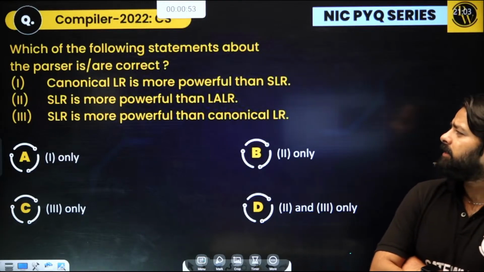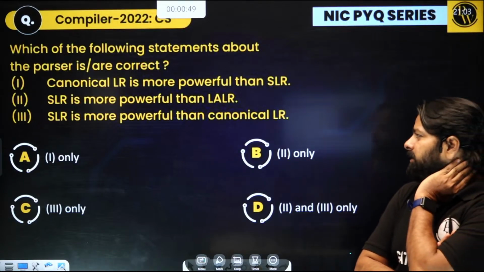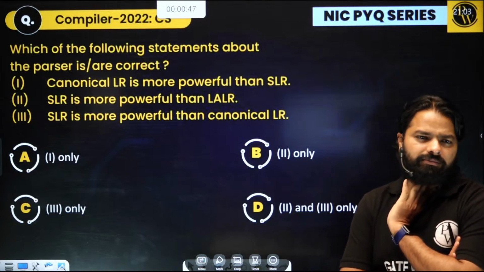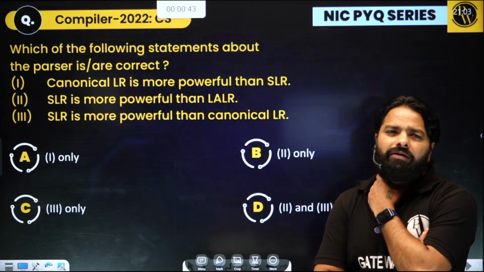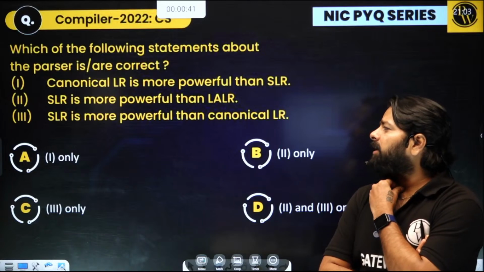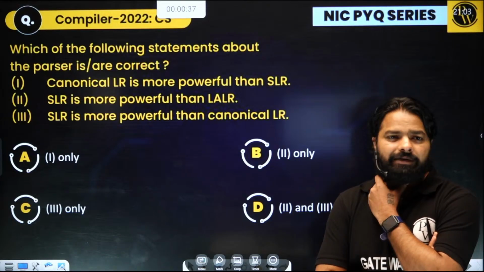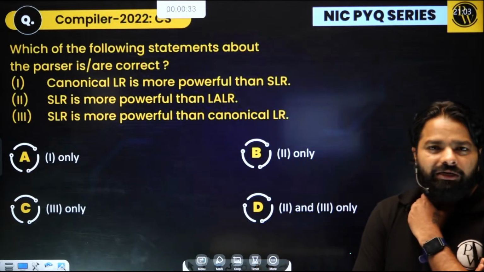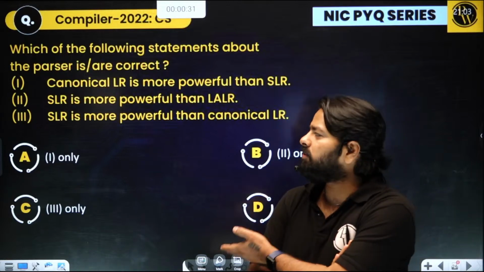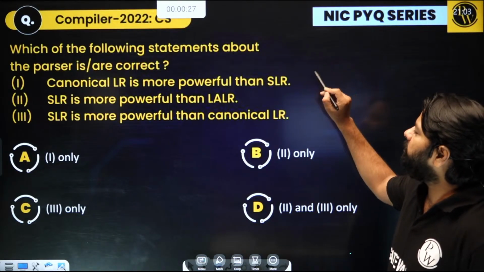Which of the following statements about the parser are correct? CLR is more powerful than SLR. Is it true? Obviously. SLR is more powerful than CLR. No. How many are correct statements? That's easy, right? You just need to know the relation, that would be sufficient. Nobody is asking you to construct, just knowing the relation, right? What's the relation you have?